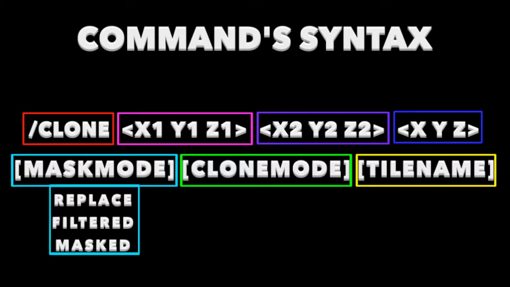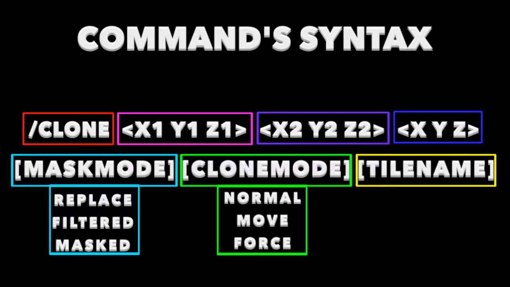In neon blue, we've got arguments, which here are either replace, filtered, or masked. Replace is the default one. For the green, it's clone mode. Again, different arguments are good for it. We've got normal, move, and force, and here, normal is the default argument. And then in yellow, we've got tile name, which is only used when you're using the filtered argument. This is where you put the type of blocks you want to filter, but I'm gonna talk about that later on.